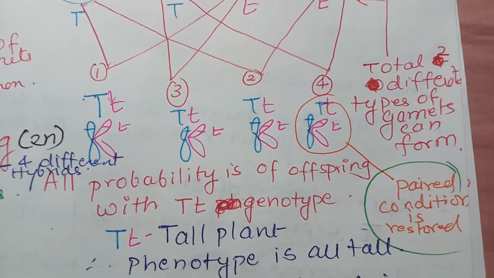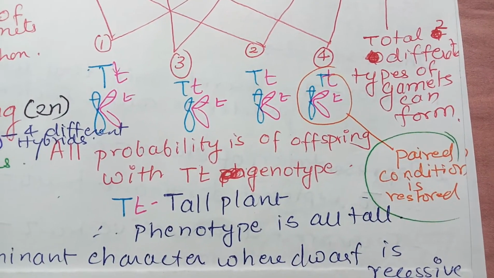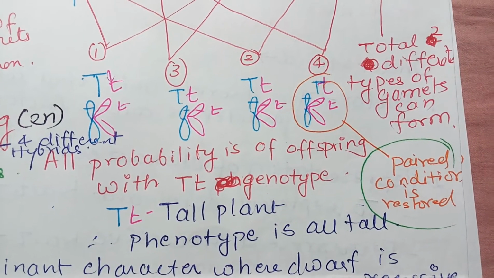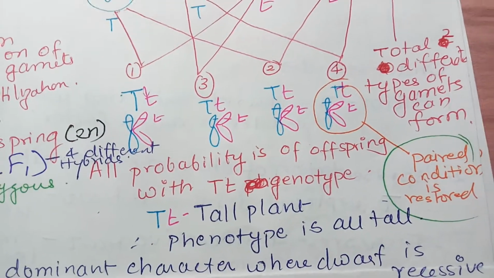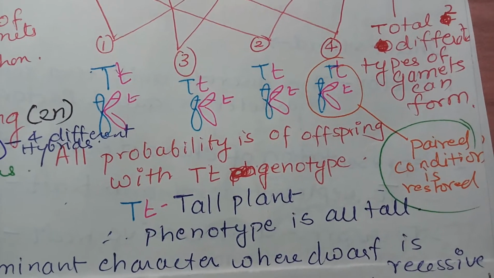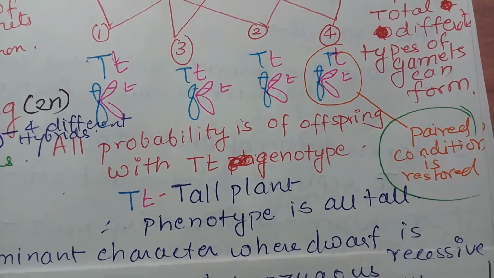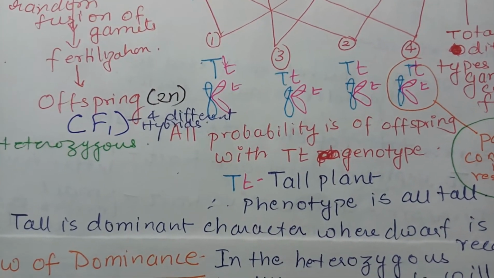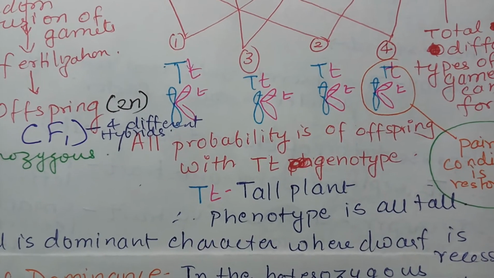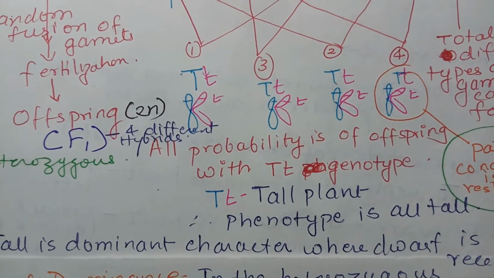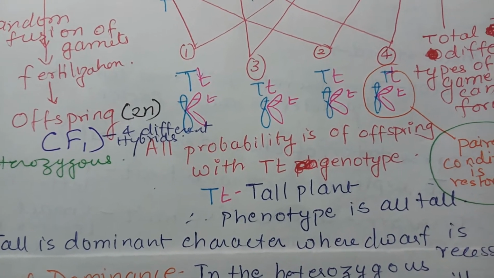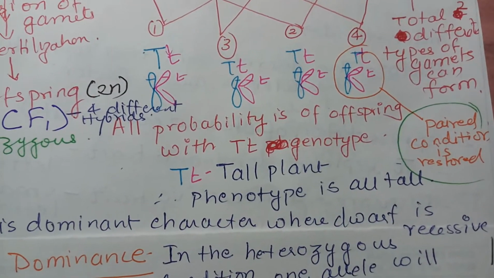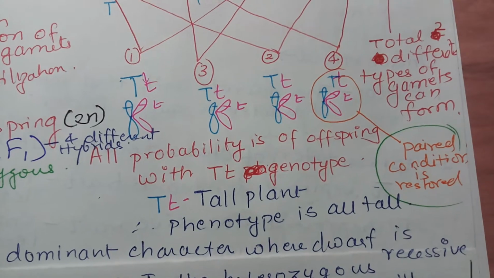So if you see, all the probability is of offspring with capital T small t genotype. So the genotype of all these F1 will be capital T small t, and if you look at the phenotype, they were all tall. So tall is the dominant. Whatever character is expressed in F1 is called the dominant character, whereas whatever is hidden because of the dominant character is called the recessive character.